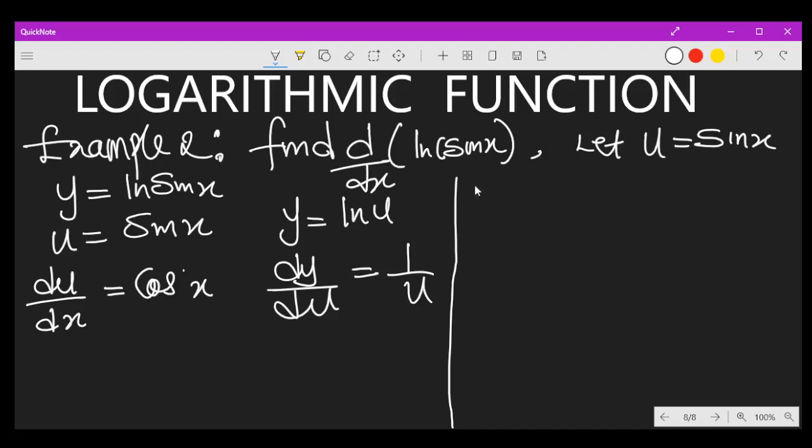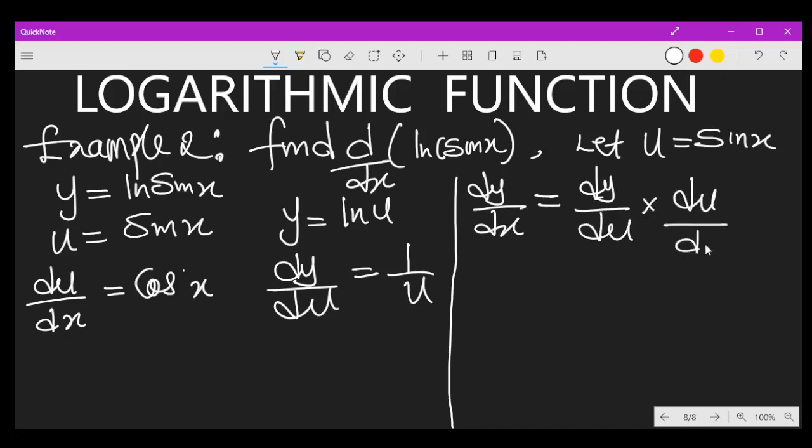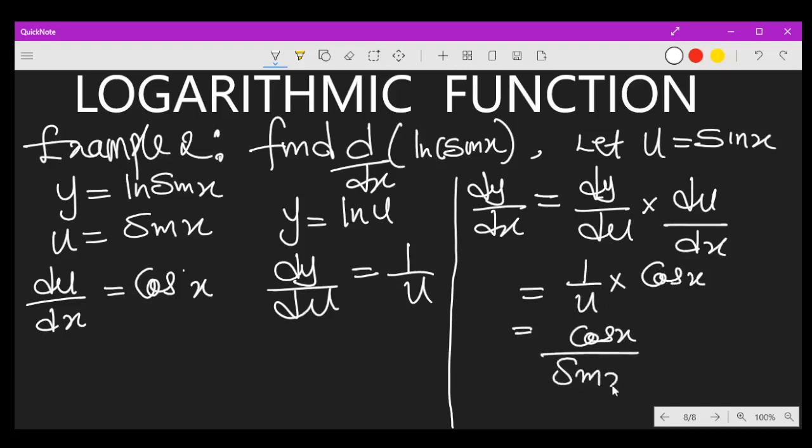So meaning that dy/dx will now be dy/du times du/dx, which is equal to 1 over u times cos x, which is cos x over sine x, which will give us cot x. So that is differentiation.